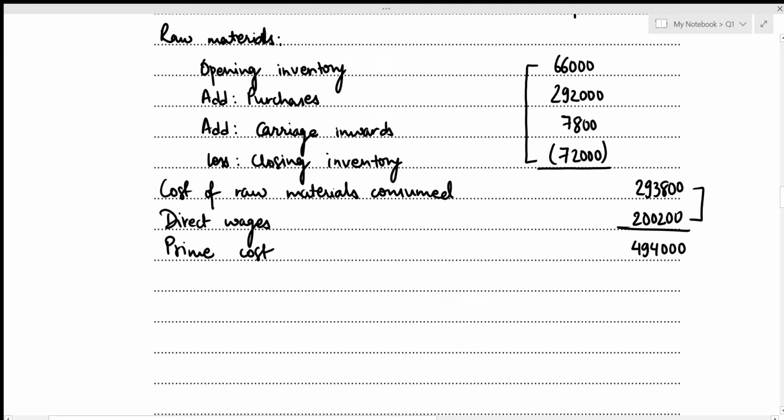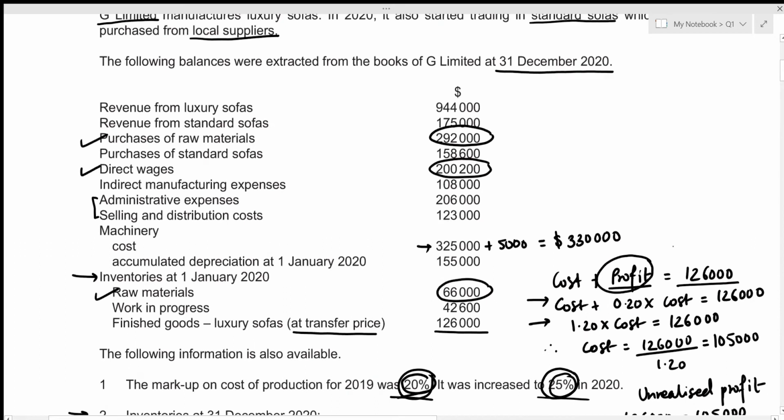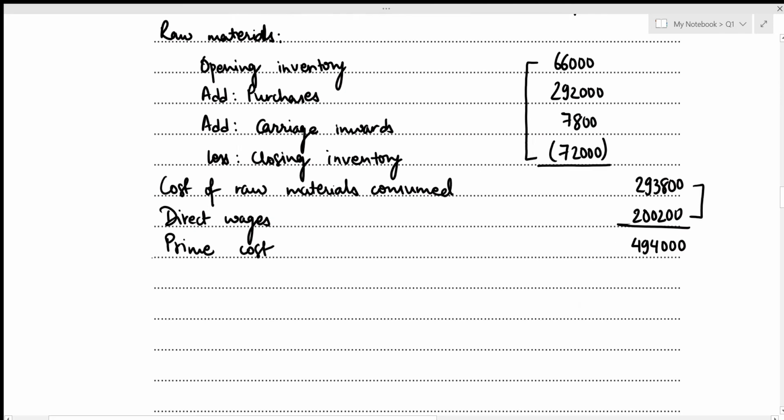Now we include the factory overheads, or all of the indirect costs that are associated to the factory. So let's have a look above. We were given the indirect manufacturing expenses right here, so we need to include this, and it amounted to 108,000. Let's do that. That's indirect manufacturing costs, and it amounted to 108,000.